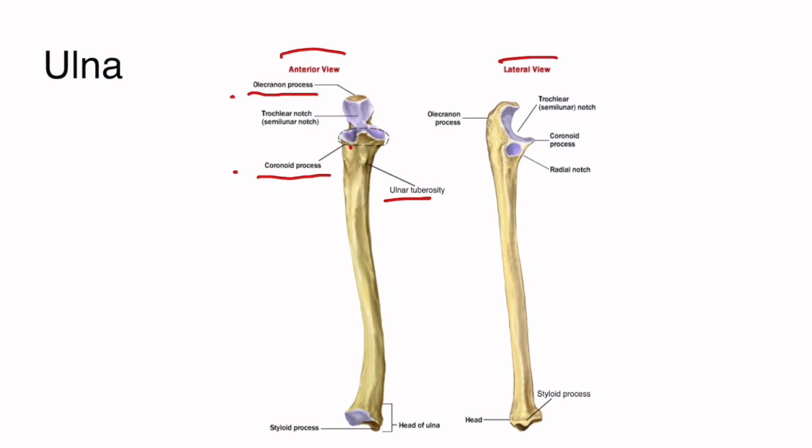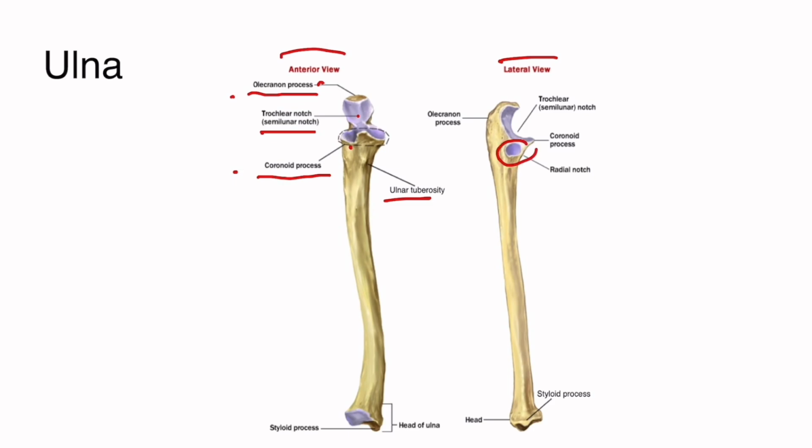Trochlear or semilunar notch here, a deep concave surface between olecranon and coronoid process. It articulates with the trochlea of the humerus, forming the humero-ulnar joint. It's the part of the elbow joint, we can say as well.